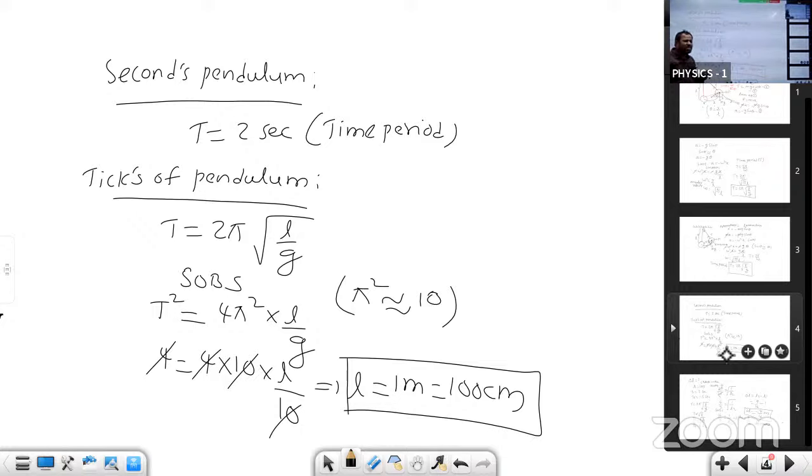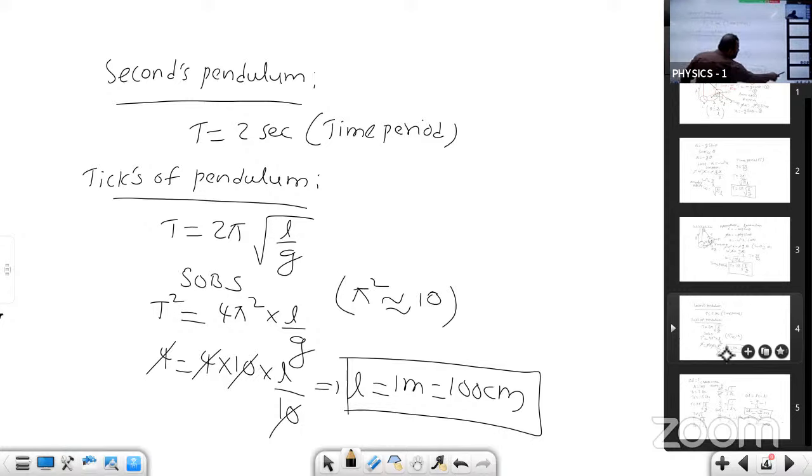All this is one possibility: ticks of pendulum, length of pendulum. T equals 2 pi under root of L by g. Squaring on both sides, T square equals 4 pi square into L by g. Substituting every value, we get L equal to 1 meter. Possibility number one: define seconds pendulum. Sometimes they ask to define seconds pendulum with fix of pendulum.